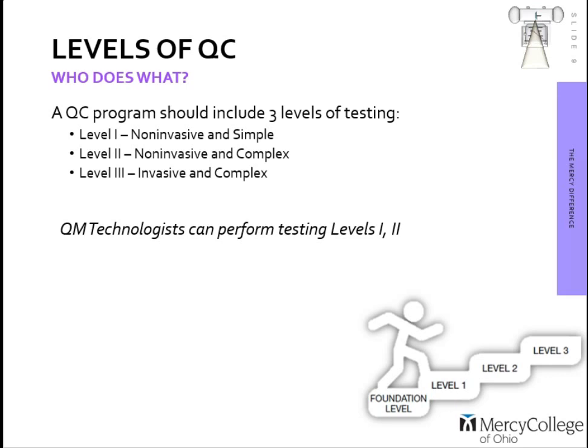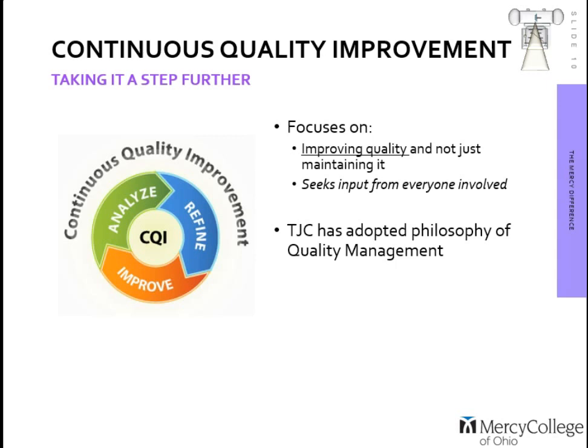So we've talked about QA dealing with people, and QC dealing with equipment. Now, to take it a step further, we're going to talk about continuous quality improvement, which may also be called total quality management. CQI and TQM are interchangeable terms. It's a completely different philosophy. It's not focused on people or equipment, but on the process. How are things happening? In order to understand that process, all persons need to have some input.